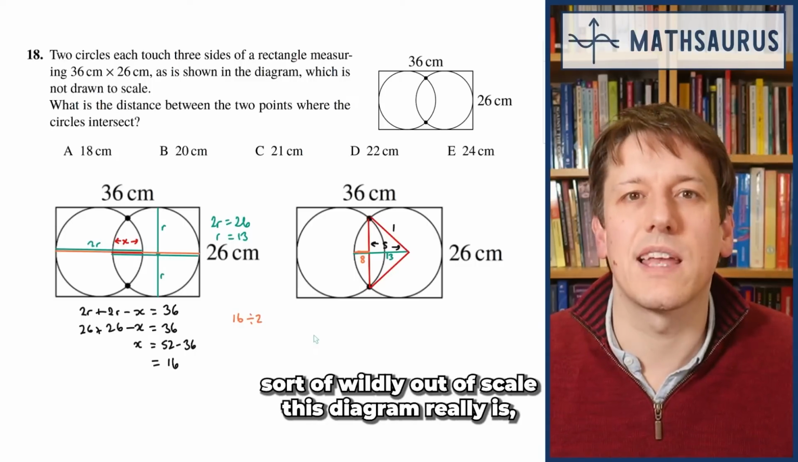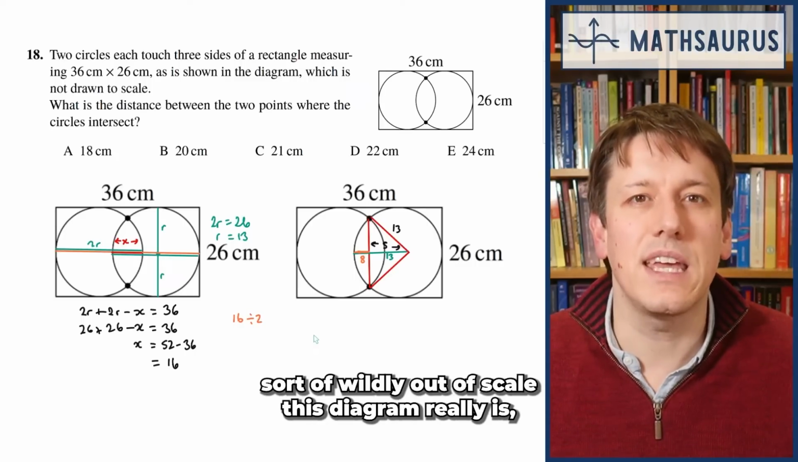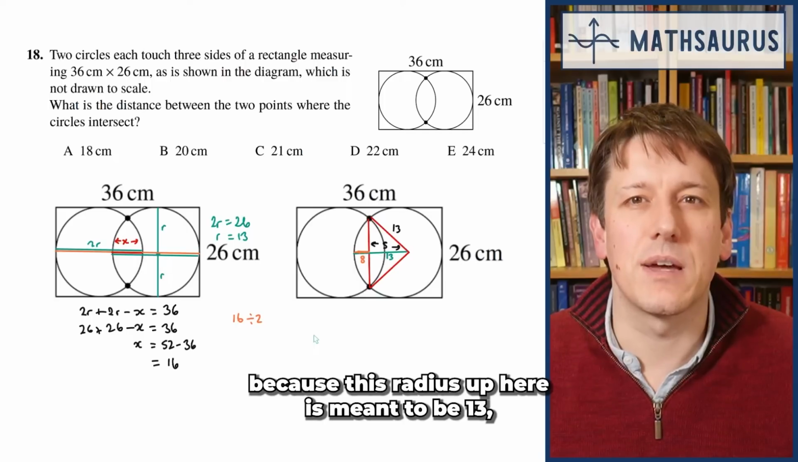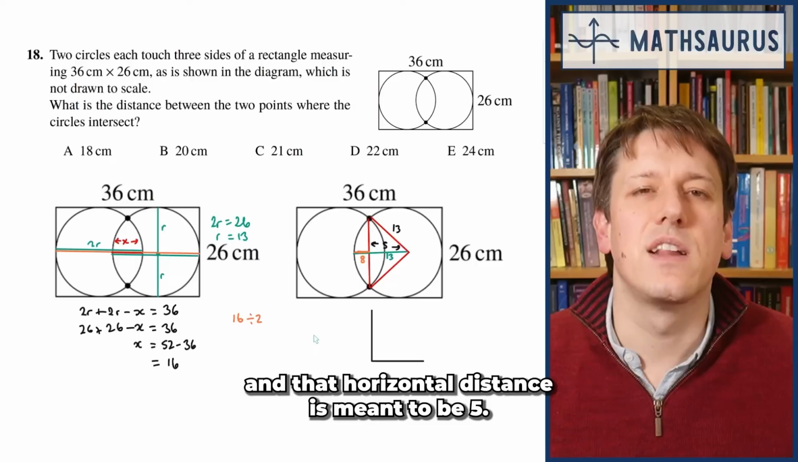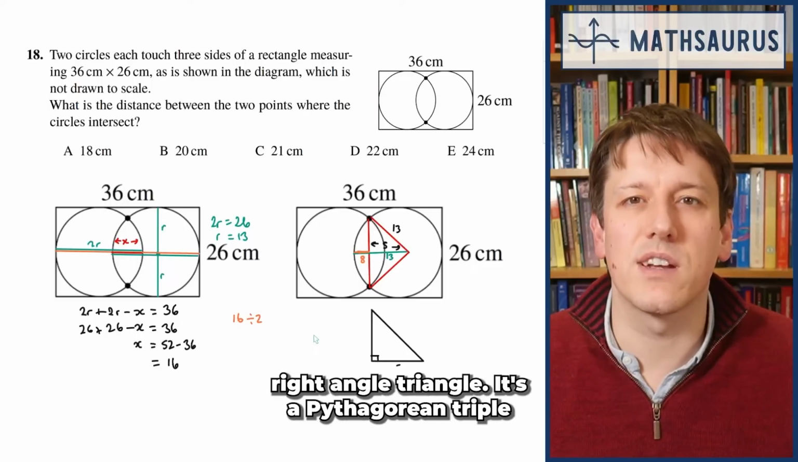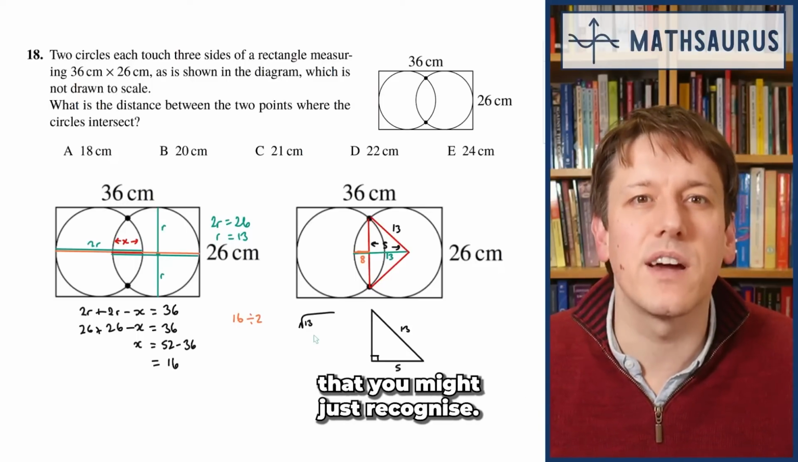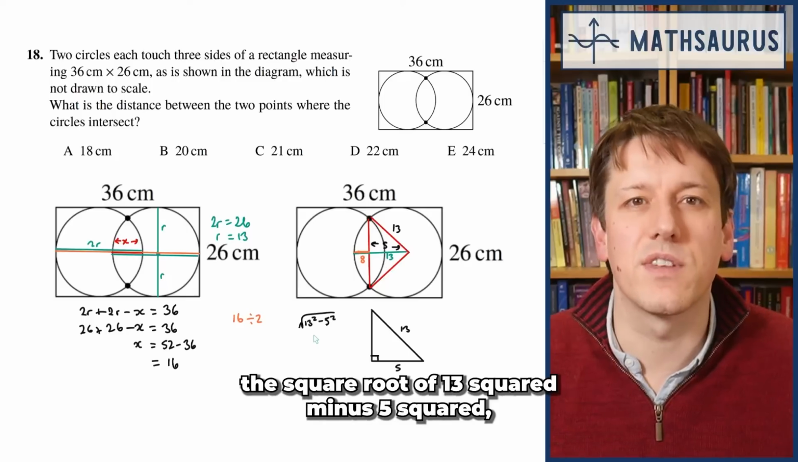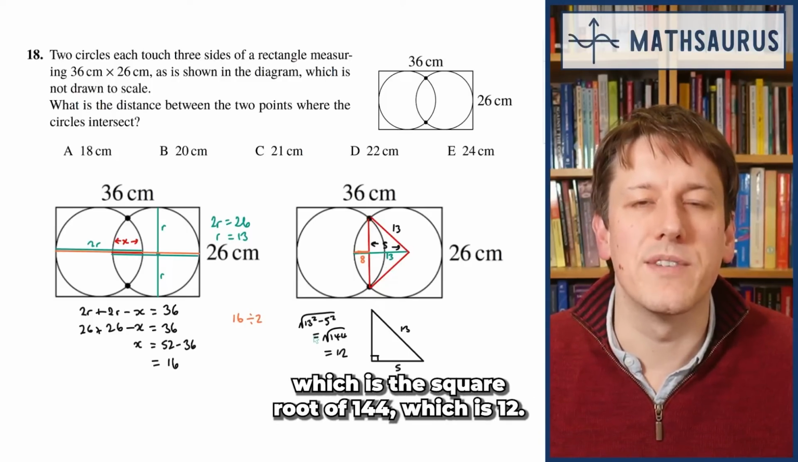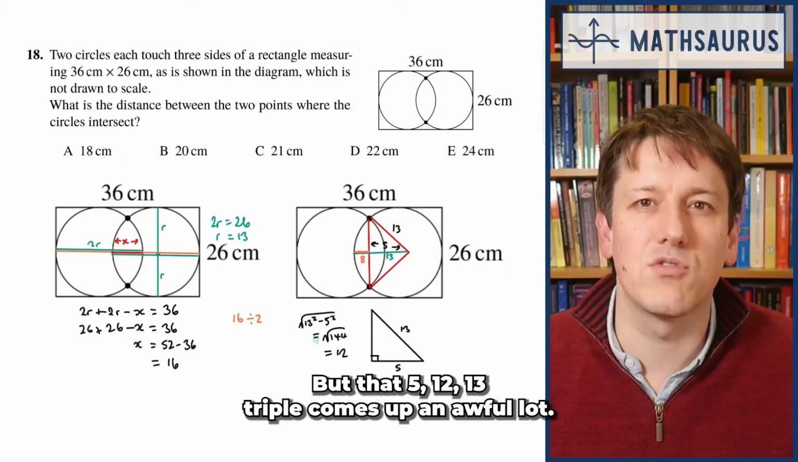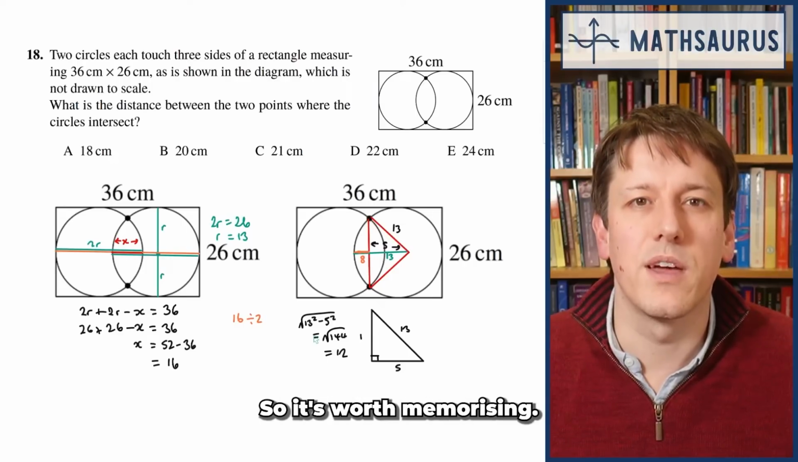and you can start to see how sort of wildly out of scale this diagram really is, because this radius up here is meant to be 13, and that horizontal distance is meant to be 5, but that gives us a nice right angle triangle. It's a Pythagorean triple that you might just recognize, otherwise you have to work out the square root of 13 squared minus 5 squared, which is the square root of 144, which is 12, but that 5, 12, 13 triple comes up an awful lot, so it's worth memorizing.